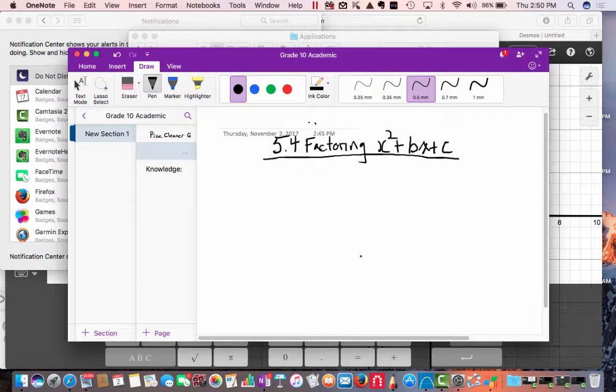In yesterday's class, we factored expressions using common factoring. As you can see here in 5.4, based on this general expression, B and C are just numbers. So here's an expression that is most likely not going to have any common factors. What I'm going to start with, though, is an expanding question.